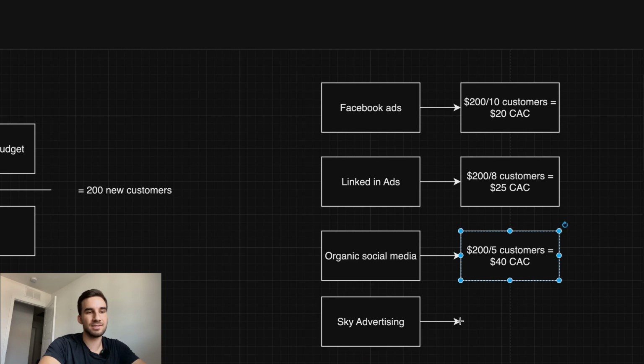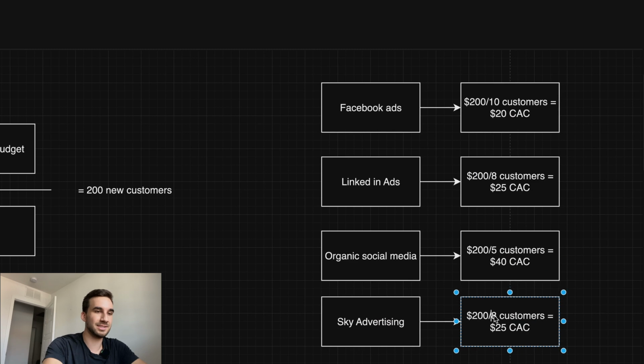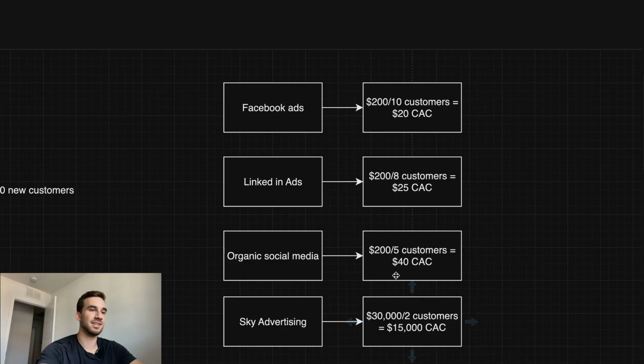And then sky advertising, let's say we spent $30,000, because I can't imagine it being any less than that. $30,000, and let's say we get 2 customers, which seems realistic for a banner flying across the sky. So that would be a $15,000 customer acquisition cost. Okay, and so your overall customer acquisition cost is going to be an average of all of these. So you would just sum up the total amount of money you spent, which here would be $30,600, divided by the total number of new customers.